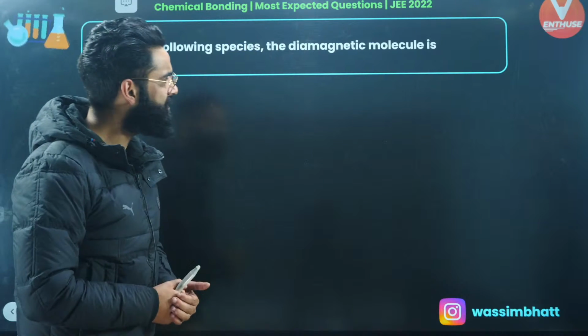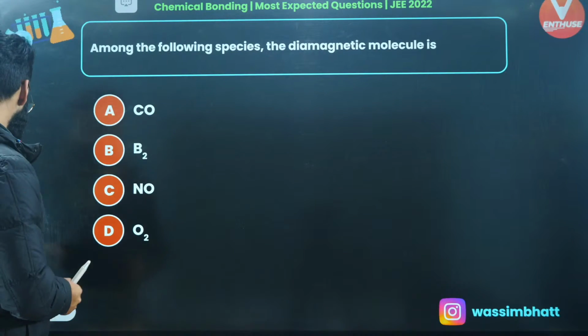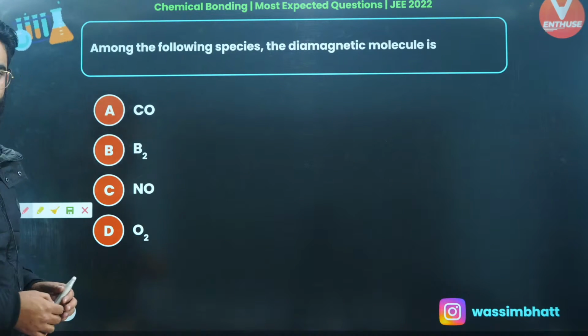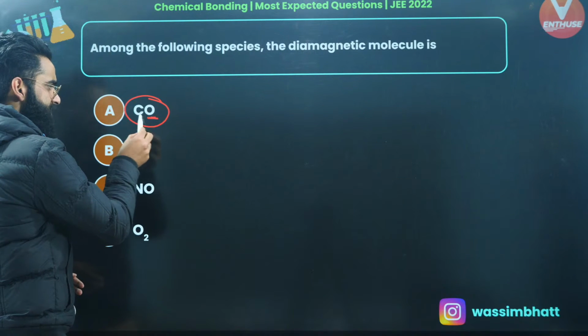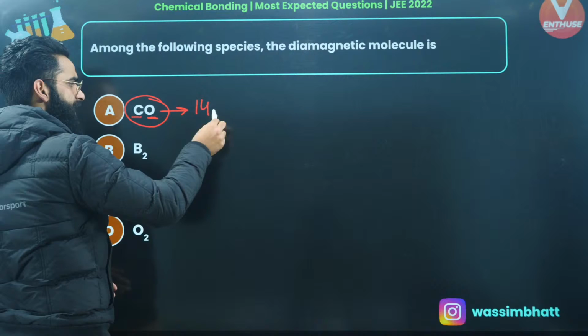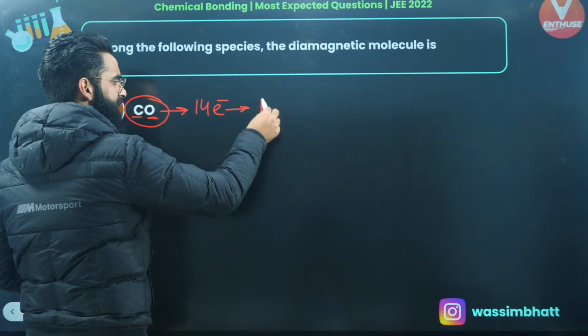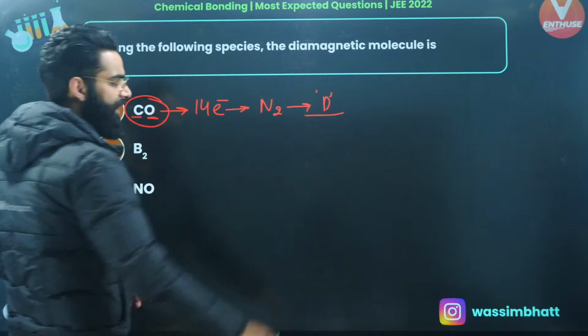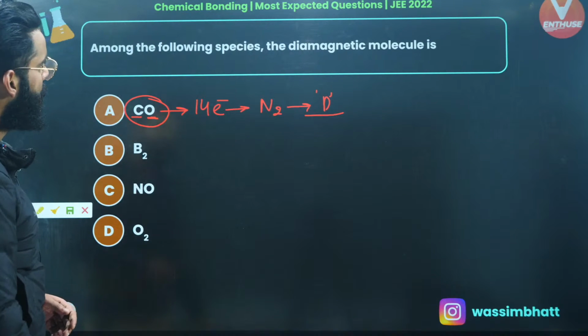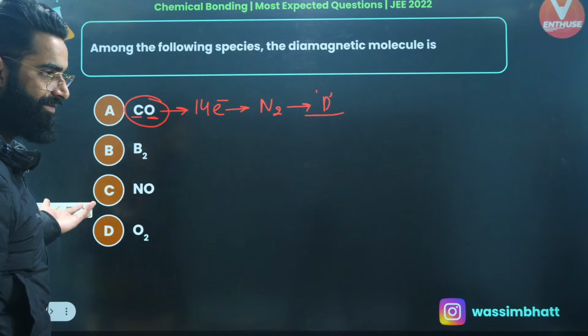Among the following species, which of the following is the diamagnetic molecule? CO, carbon monoxide. 8 electrons in oxygen, 6 in carbon. 8 plus 6 is 14. It's a 14 electron species, which means it is the same as nitrogen. A few minutes back I told you this is diamagnetic. It does not have any unpaired electrons. So this is the answer.